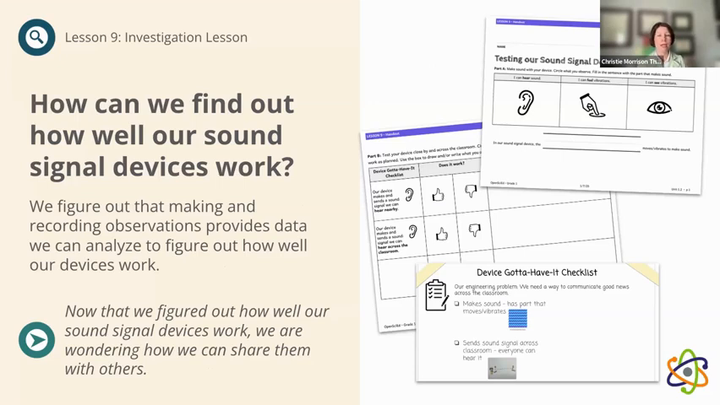We figure out that making and recording observations provides data we can analyze to figure out how well our devices work. Teachers have an opportunity during this testing to engage in discussions with students about how their devices are working, using questions like, does your device send a sound signal across the classroom? What is your evidence? Then, in small groups, students discuss with each other and provide feedback about how well each sound signal device worked, using the class's Device Gotta Have It checklist and the observations from testing. Giving and receiving peer feedback helps us recognize that designs can always be improved.